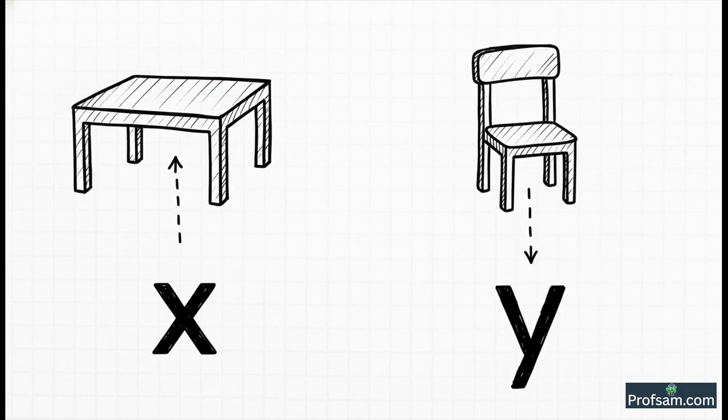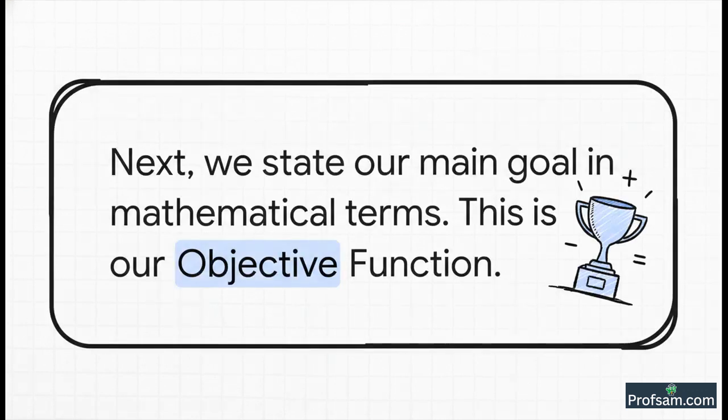It's simple, isn't it? He needs to decide how many tables to buy and how many chairs to buy. So let's just give these decisions a name. We'll say X is the number of tables and Y is the number of chairs. Easy. Okay, variables are set.